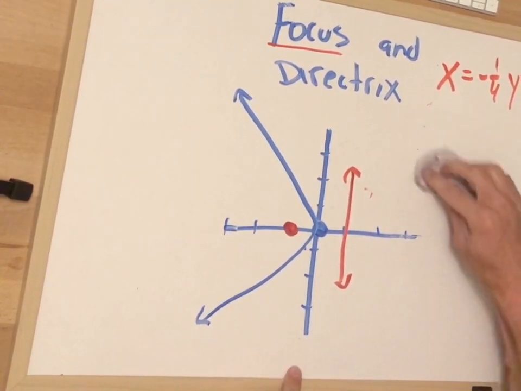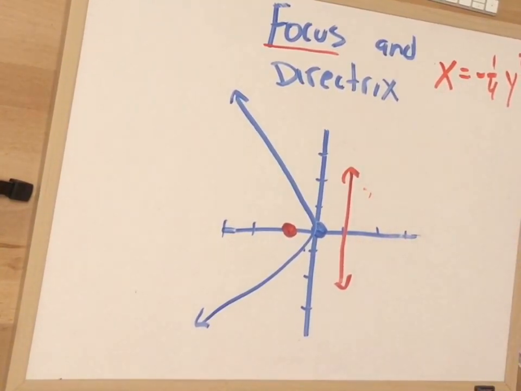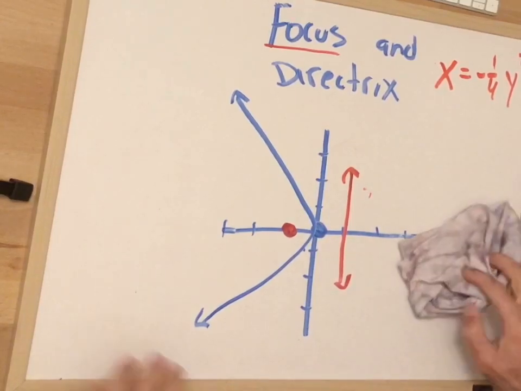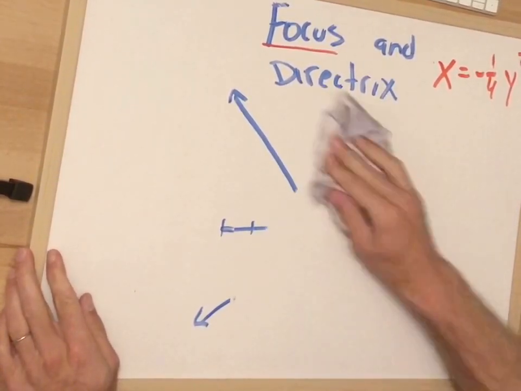So my focus is negative 1, 0. And my directrix line is x equals positive 1. Okay, the very last question.